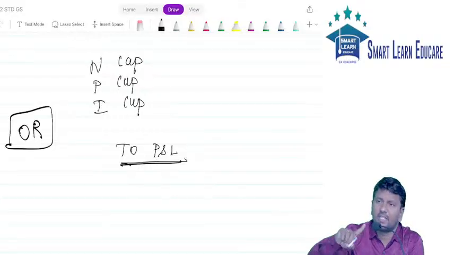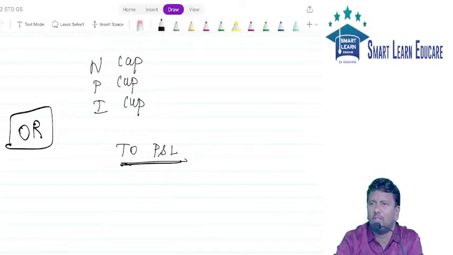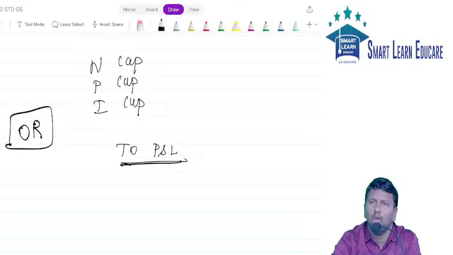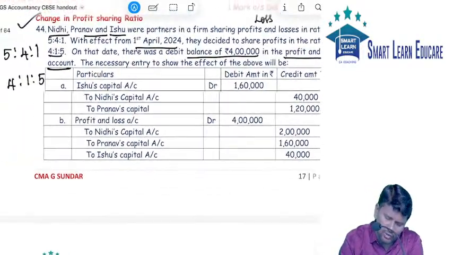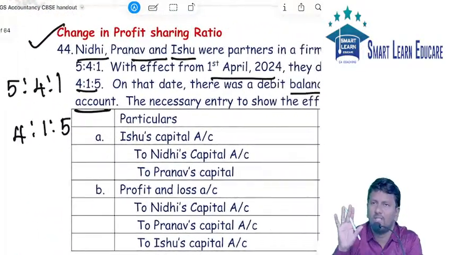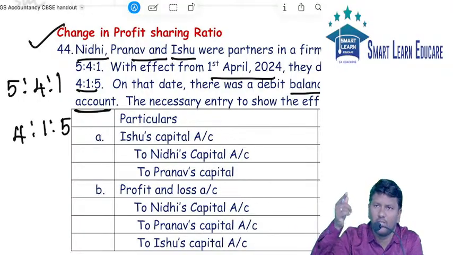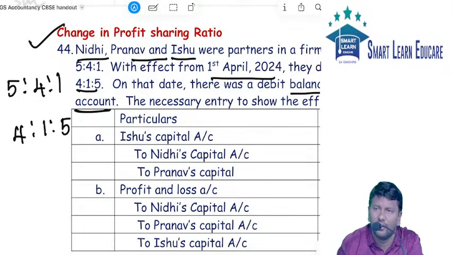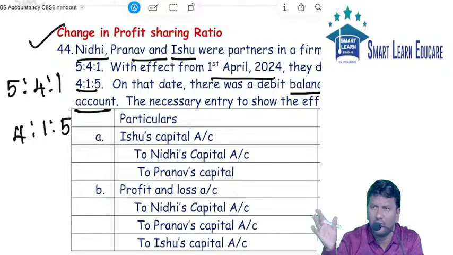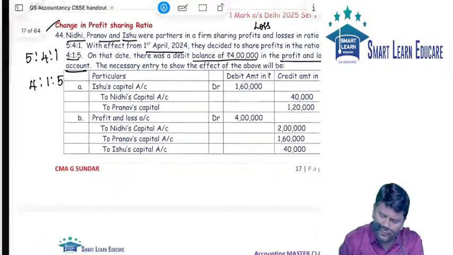Whenever something is transferred to partners, it will be transferred in what ratio? Old ratio. What is the old ratio? In this question we have two ratios. One is 5:4:1, that is the old ratio. Another one is 4:1:5, that is the new ratio. We should transfer this in the old ratio. Old ratio is 5:4:1.